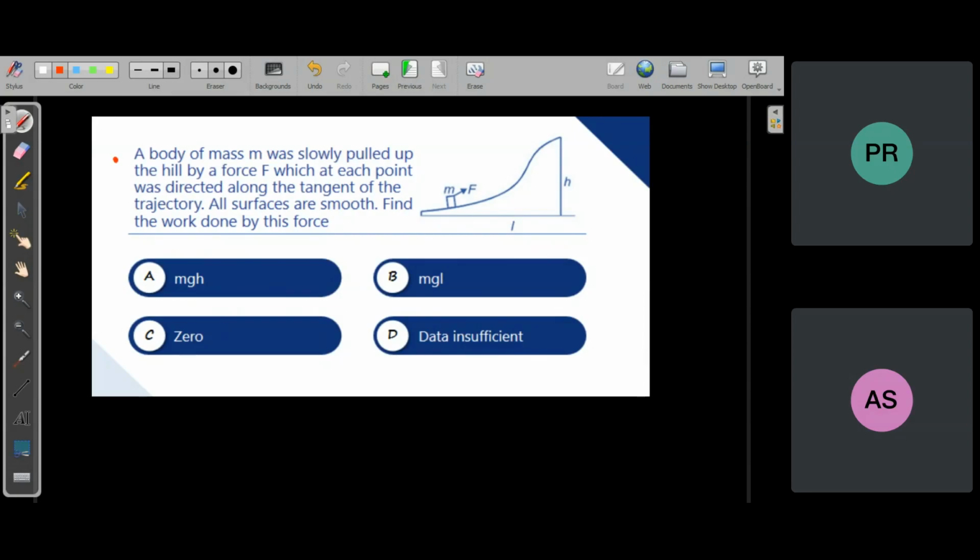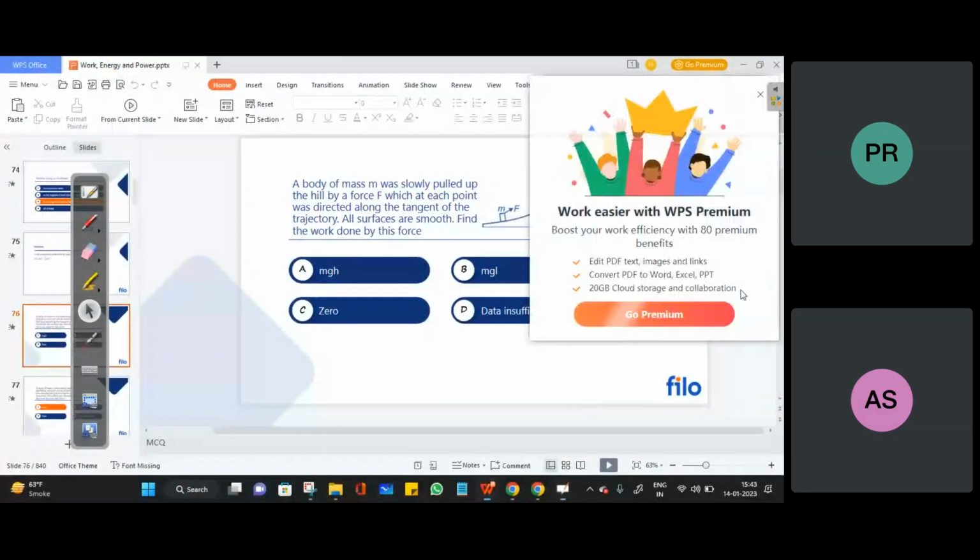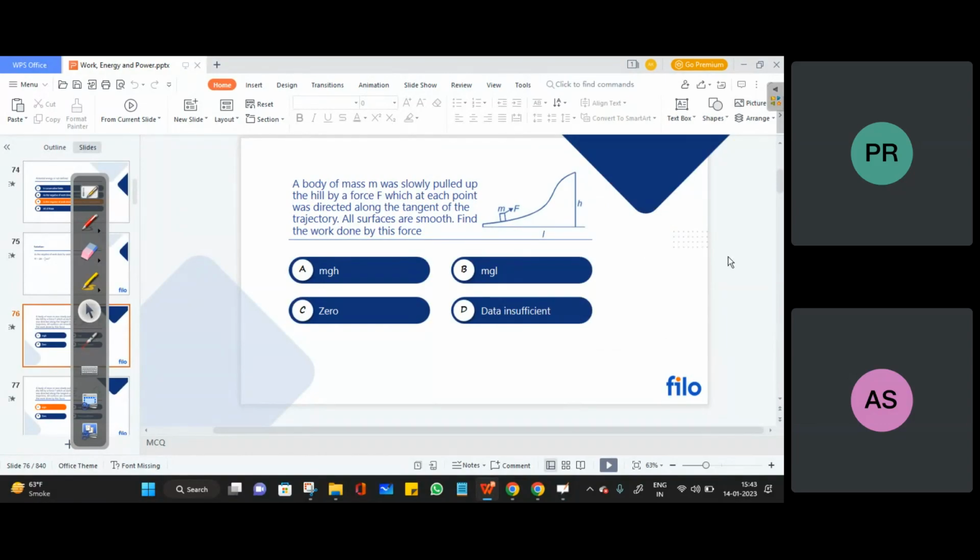What are you getting? Which option? Data is insufficient, sir. This is the answer. Is it wrong? We should consider the work done by the normal reaction also, sir. Work done by normal reaction is 0. Not always 0, but in this case 0. MGH will be the answer, yes, sir. We cannot say in every case it is zero, no, sir. No, not in every case. Depending upon the case.